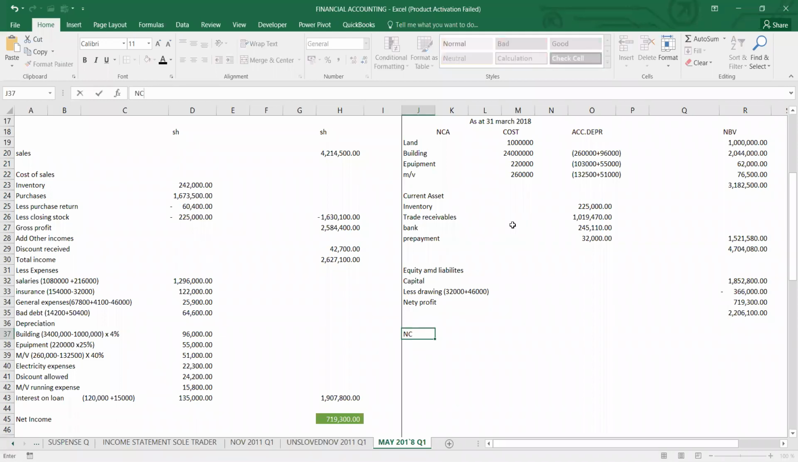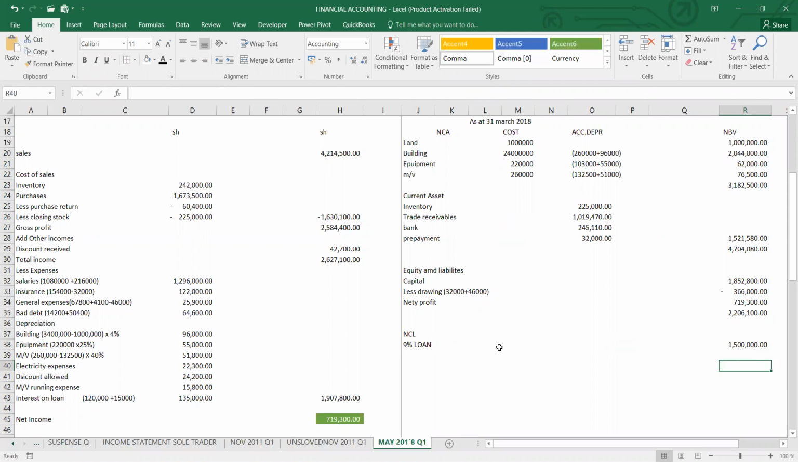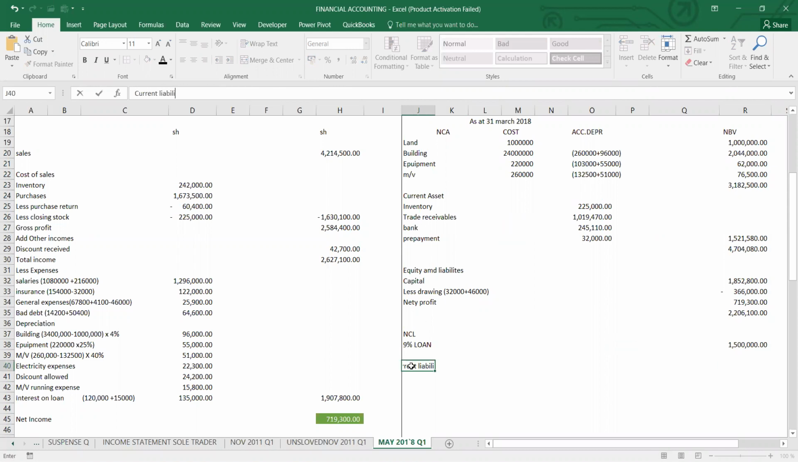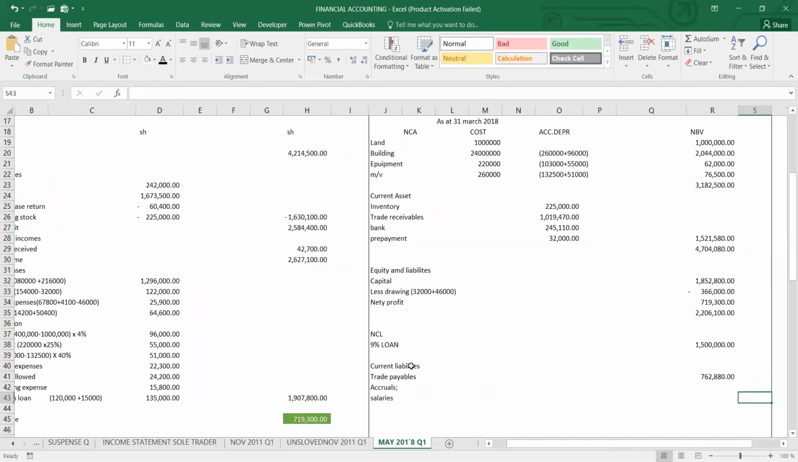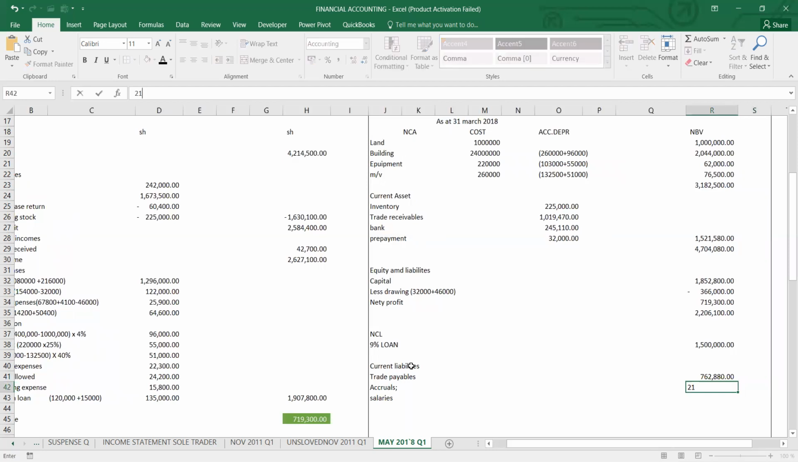We have here non-current liability, we had a 9% loan. Then we have current liability. We start with the trade payables. Accounts payable is 762,880. And so we have some accruals. The accruals include salary, remember the salary for 2 months was 216,000.